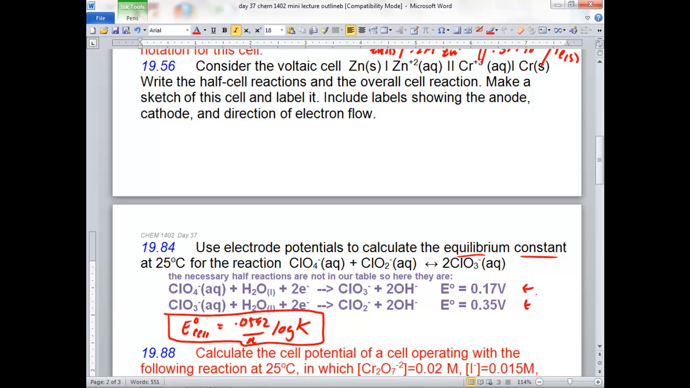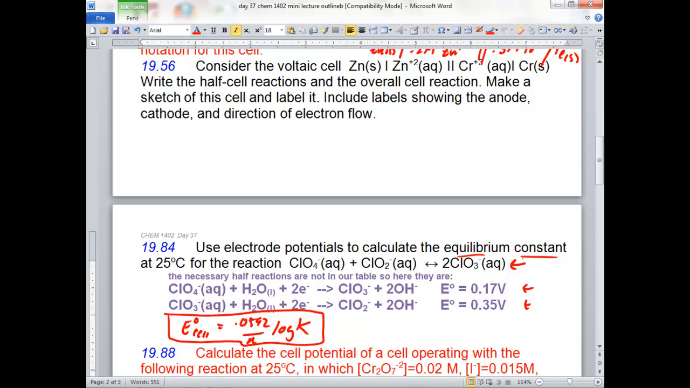Now, usually you flip the one that's least positive, but not in this case. All I'm saying is they gave you the reaction. They want the equilibrium constant for this reaction, so you've got to make sure you add up these half reactions and you get that one.